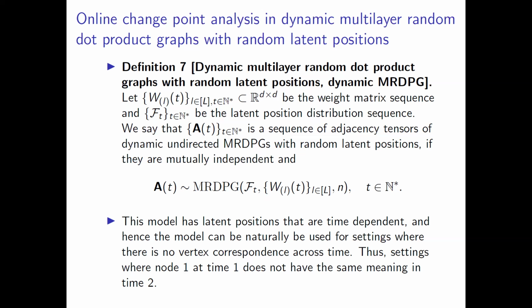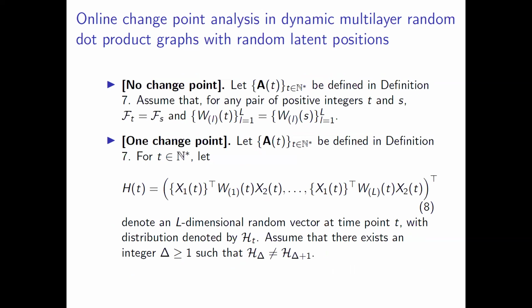To do change point detection here, we need to detect how the layers change across time. Again, there will be two settings, the no change setting and the one change point setting. In the no change point setting, the distributions from which the latent positions are drawn stay the same. The weights also stay the same. So at every time T, we have the same distribution and we are randomly generating nodes and then observing a tensor, and that is happening across time. The latent positions are drawn from the same distribution and the weights are the same across T for every layer. That is the no change point case.